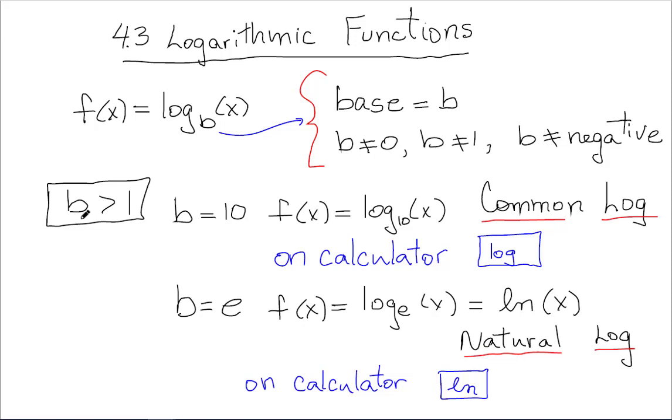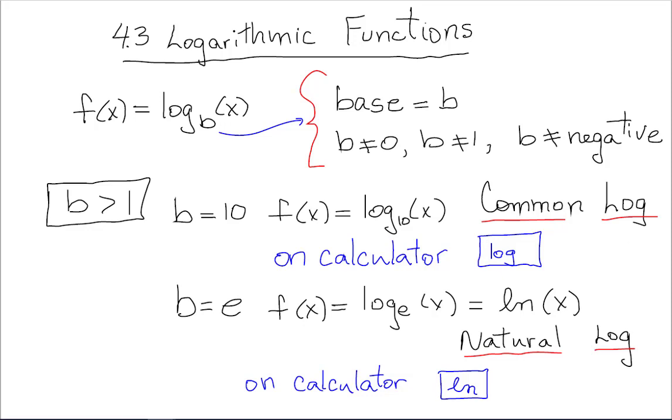If the b is bigger than 1, that's a valid b, you can have b equals 10. And if the base is 10, you have f of x as log 10 of x. And this is given a name. It's called the common log. And on your calculator, it looks like a button with a LOG on it.